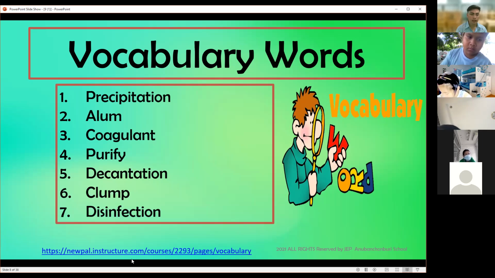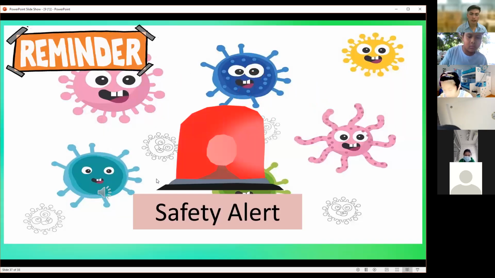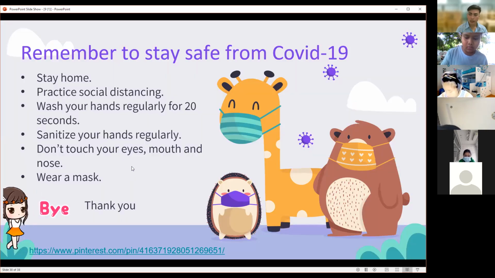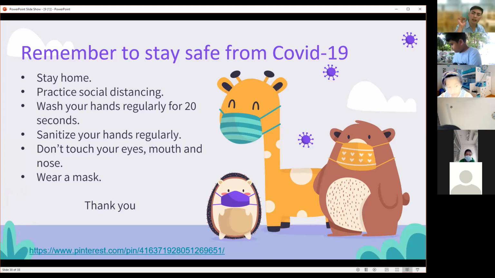There are a lot of people who are getting vaccines right now, but there are still a lot of people having COVID-19. So always remember to stay safe from COVID-19.